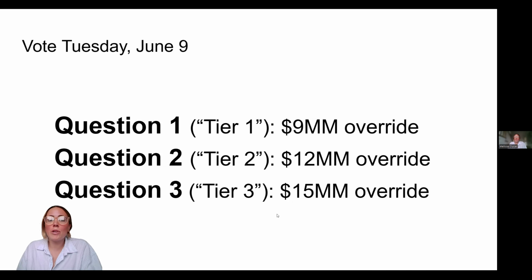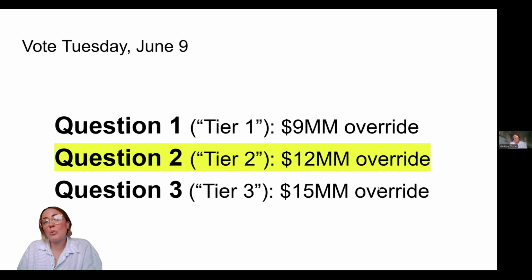Let's describe the three questions, and then I'll explain which one wins. Question 1 is the $9 million override. It would partially restore proposed cuts to the budget, but many services would still remain reduced, and the town's structural deficit would continue, and the town's previously stellar bond rating would suffer.